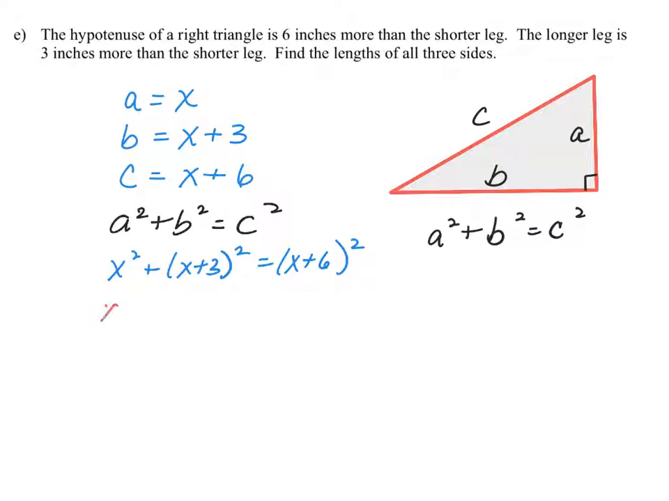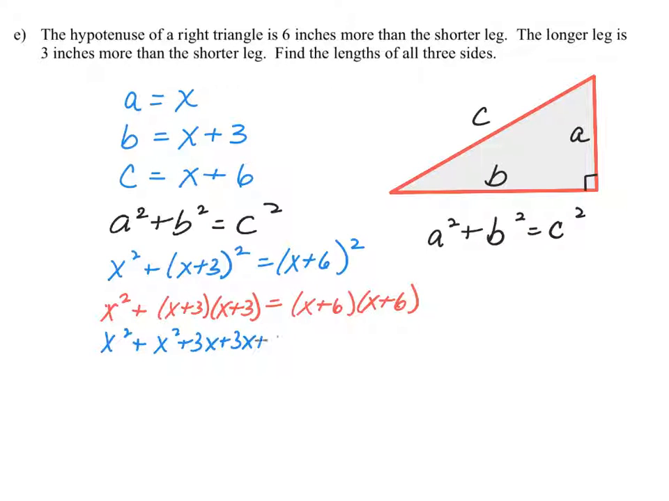We get x squared, and then the quantity x plus 3 squared can be written as x plus 3 times x plus 3. And the quantity x plus 6 squared can be written as x plus 6 times x plus 6. We have to expand this, so x times x, using first, outer, inner, last, we get x squared plus 3x plus 9. And on the right side, using first, outer, inner, last, we get x squared plus 6x plus 36.